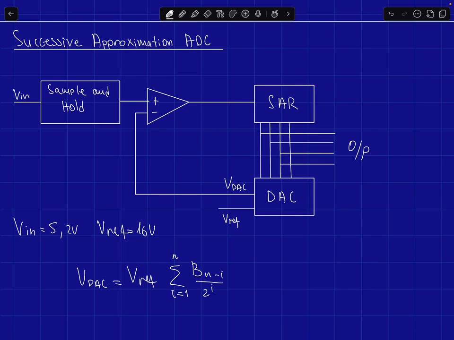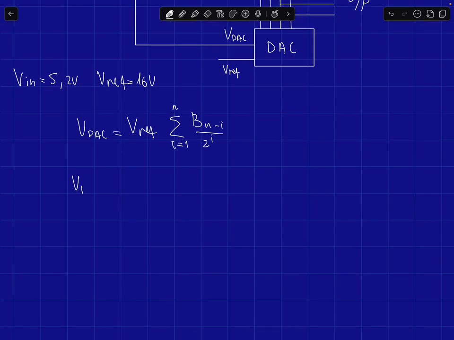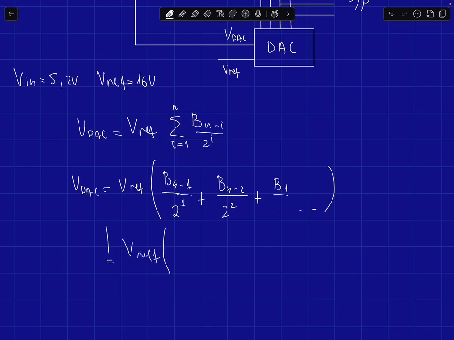For our case, since we're working with a 4-bit ADC, this will be VDAC equals Vref times B3 divided by 2 to the first, since we start with 1, so we have 4 bits minus i, where i is 1 right now, plus B2 divided by 2 to the second, and we continue like this, and we arrive at a more compact, final form.